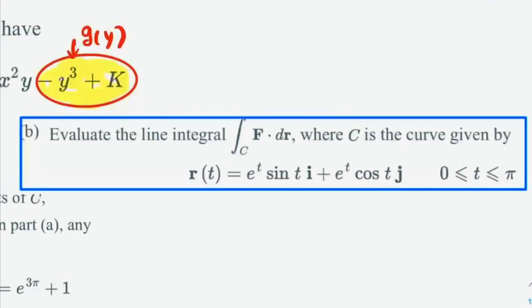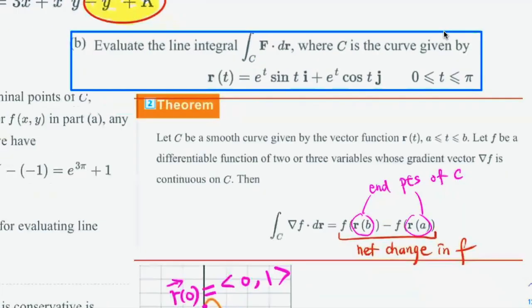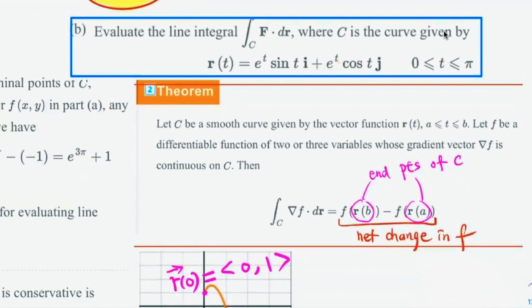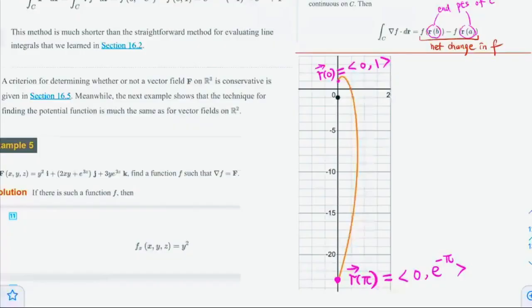Part B. We're going to evaluate the line integral of this big F function over a curve C, and this curve C is given by this vector function where t goes from 0 to pi. From Theorem 2, because the curve is a smooth curve and the gradient of the small f function is continuous, all we have to know is the function value at the endpoints of C. Substituting t equal to 0 and t equal to pi, we get the two endpoints, (0, 1) and (0, e to the negative pi).